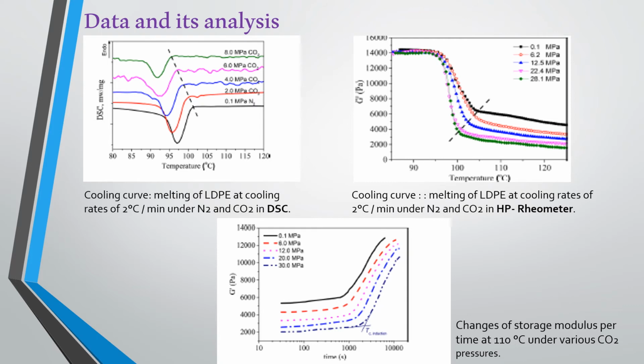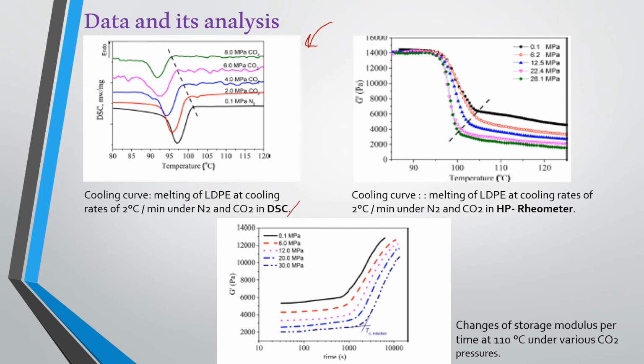Now, if I talk about the data that they got and what they actually discuss about the results that they got from the experiment. So they got this graph. The first one is the cooling curve of the melting of low-density polyethylene at a cooling rate of 2 Celsius per minute under nitrogen and carbon dioxide compressed in a differential scanning calorimeter.